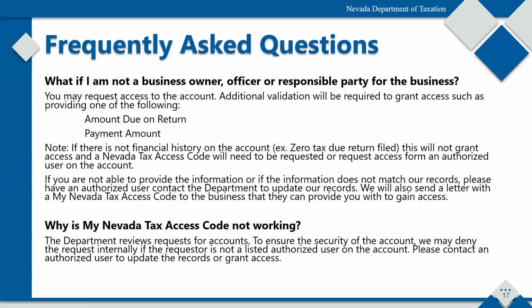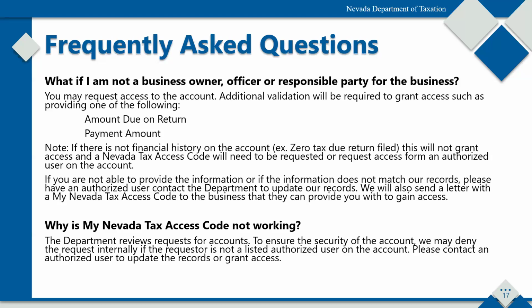What if I am not a business owner, officer, or responsible party for the business? You may still request access to the account. Additional validation may be required to grant access, such as providing one of the following: amount due on the return, payment amount. Note, if there is no financial history on the account, for example, a zero tax return was filed, this will not grant access, and a Nevada tax access code will need to be requested or request access from an authorized user on the account.